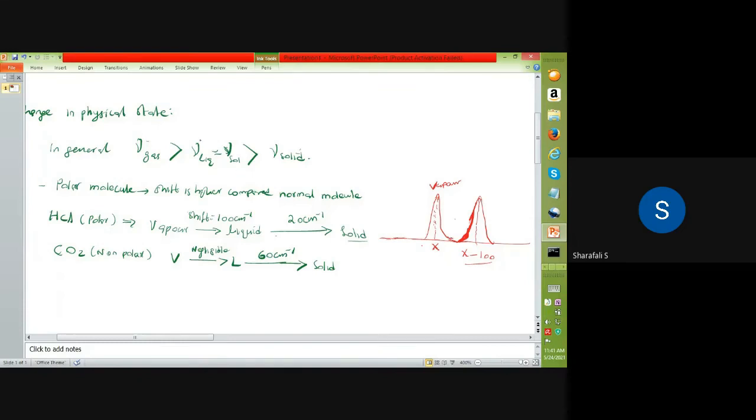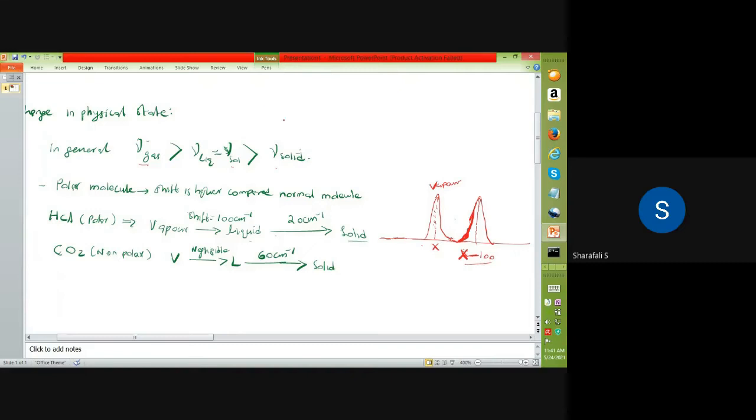Normally, if you're considering this, the gas state has higher frequency. Solid state will have low. The liquid state is less than that of gas, right? So it should be less than the initial frequency. So I think minus 100, because when it is converted into liquid, it should be less than that.